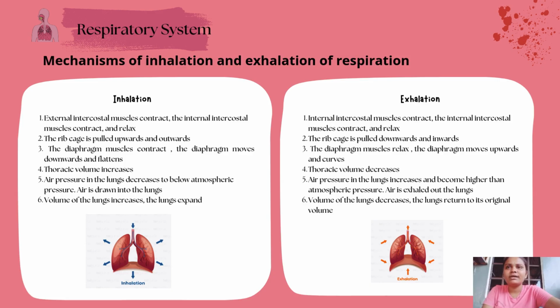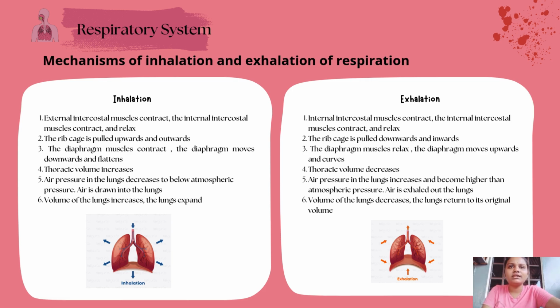Respiratory system. Mechanism of inhalation and exhalation of respiration. Inhalation. External intercostal muscles contract. The internal intercostal muscles relax. The rib cage is pulled upwards and outwards. The diaphragm muscle contracts. The diaphragm moves downwards and flattens. Thoracic volume increases. Air pressure in the lungs decreases to below atmospheric pressure. Air is drawn into the lungs. So the volume of the lungs increases, the lungs are expanded.